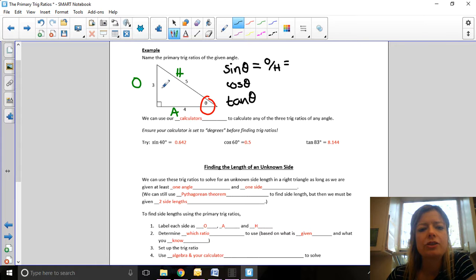So having those labels just helps us make sure we're getting the right answer. So sine is just opposite over hypotenuse. So in this case, it's 3 over 5. So the ratio of the opposite side to the hypotenuse side is 3 to 5.